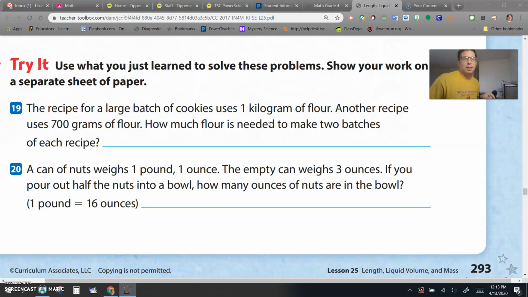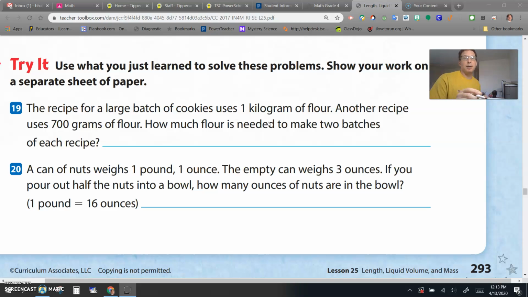Right, number 19. The recipe for a large batch of cookies uses 1 kilogram of flour. Another recipe uses 700 grams of flour. How much flour is needed to make 2 batches for the recipe? Remember, we need it all in the same unit. So we're going to use grams. If you recall, there are 1,000 grams in 1 kilogram.